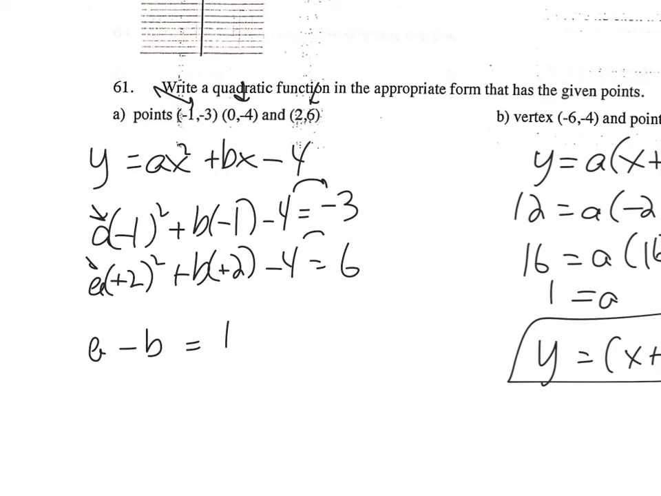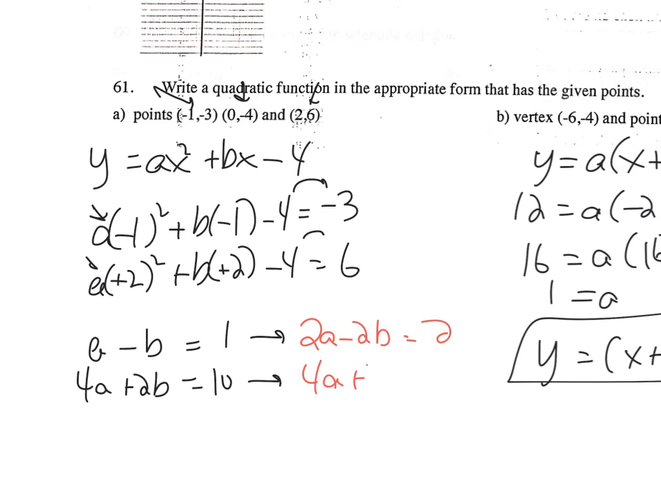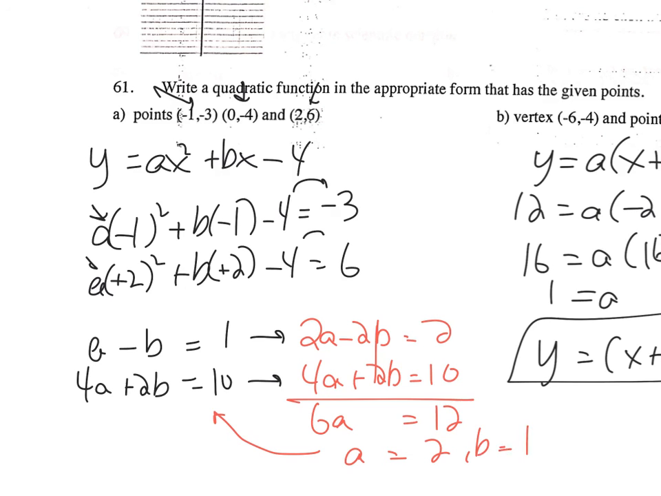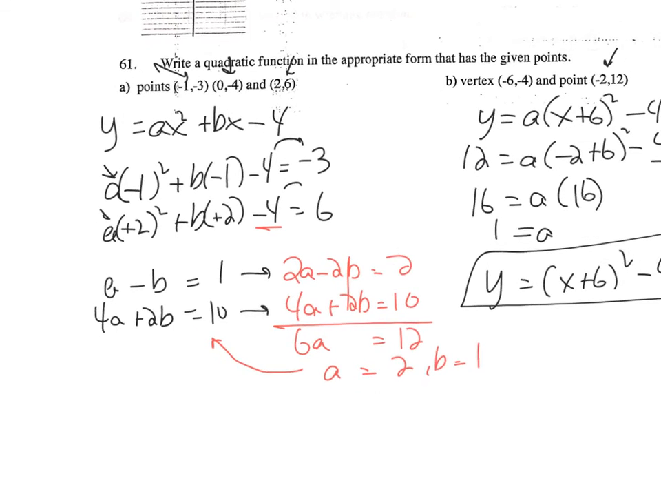The second one is going to be 4a plus 2b, I'm moving the 4 over, that's 10. So now I'm just going to do elimination and figure out what my a and b are. I'm going to multiply the top equation by 2: 2a minus 2b is 2. Second equation, 4a plus 2b is 10. Add them up, that's gone. 6a is 12, which means a is 2. And by plugging it in over there, if a is 2, that means b is 1. And I already know what c is. C is negative 4.